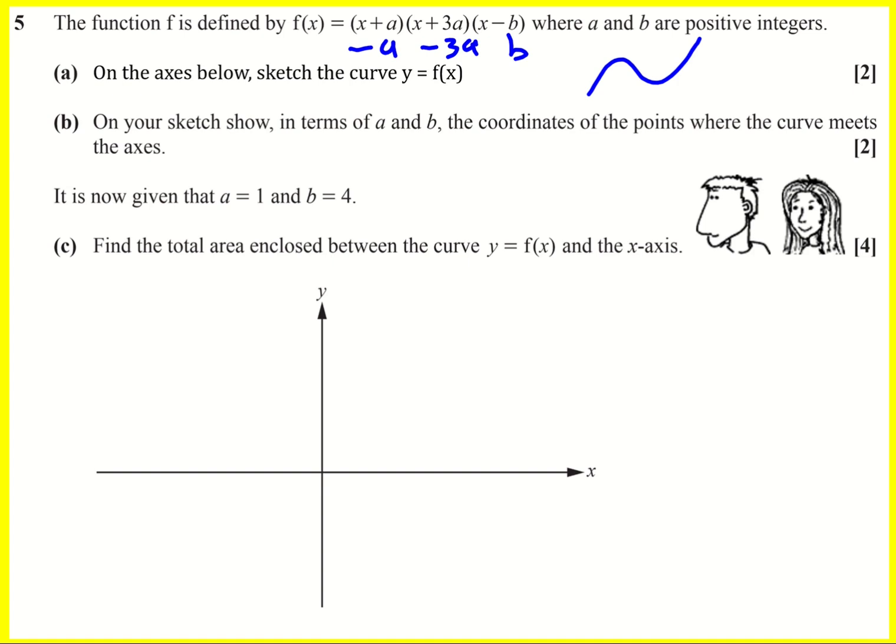So now we're being asked to sketch it. I'm going to do part B at the same time because it's asking me about the coordinates. So I think it just makes sense to add this. So I'm going to get minus 3a, I'm going to get a, and then over here I'm going to have b. And then I can connect it up. It's going to look a bit like this.